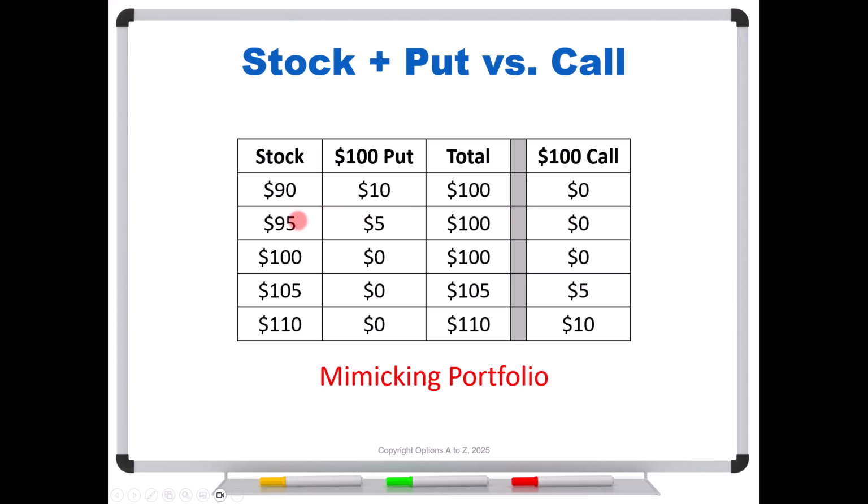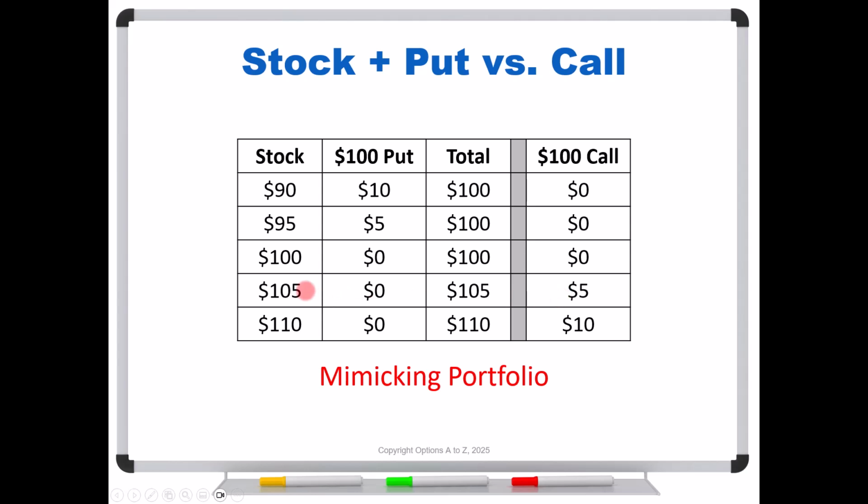If the stock goes from 95 to 100, Trader A's value goes from 100 to 100. Stays the same. It didn't change. Trader B went from 0 to 0. It also didn't change. Stock goes from 100 to 105. Trader A goes from 100 to 105. That's a change of 5 bucks. Trader B went from 0 to 5 bucks. That's also a change of 5 bucks.